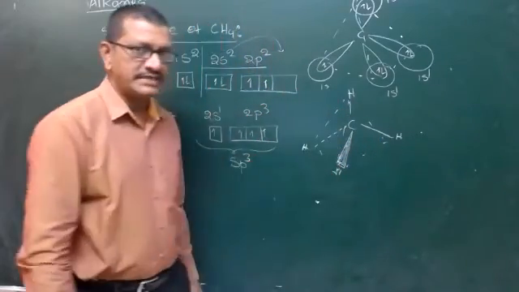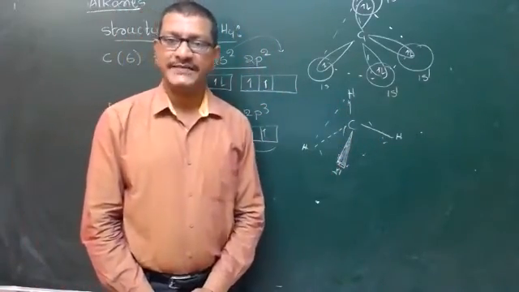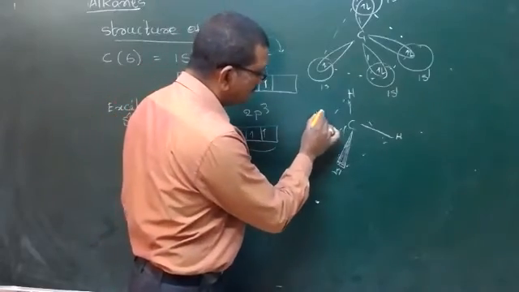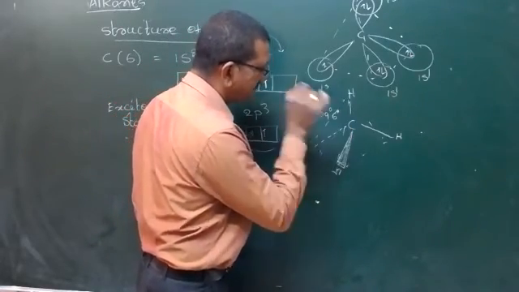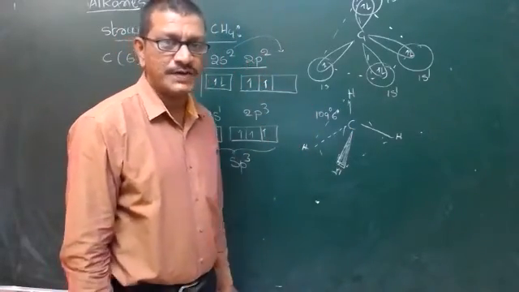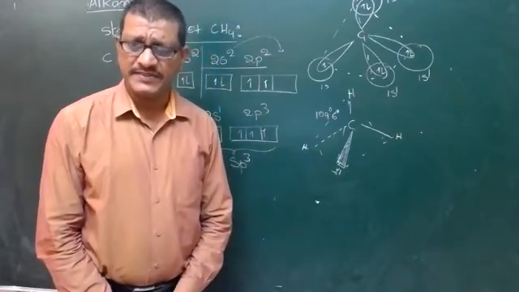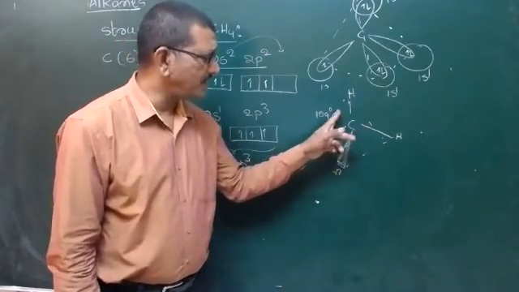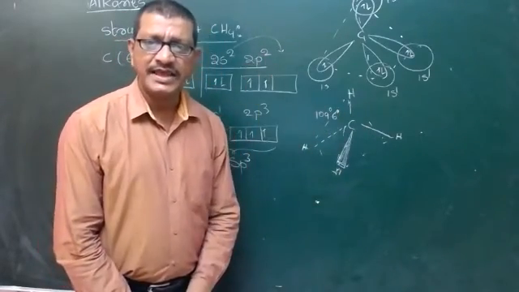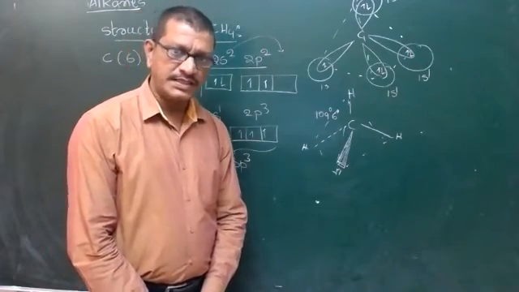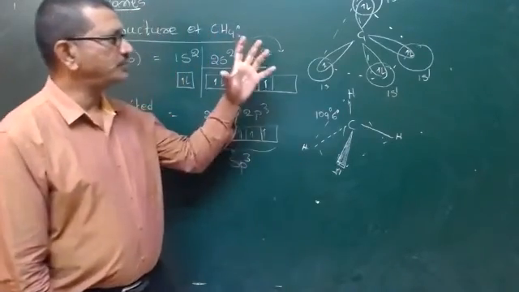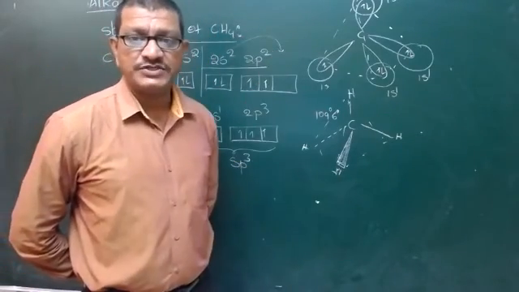Finally, the tetrahedral structure is given. The bond angle is 109 degrees 28 minutes. All bond angles are the same: this one, this one, this one. There are four bond angles, and each bond angle is equal. This is the structural information.